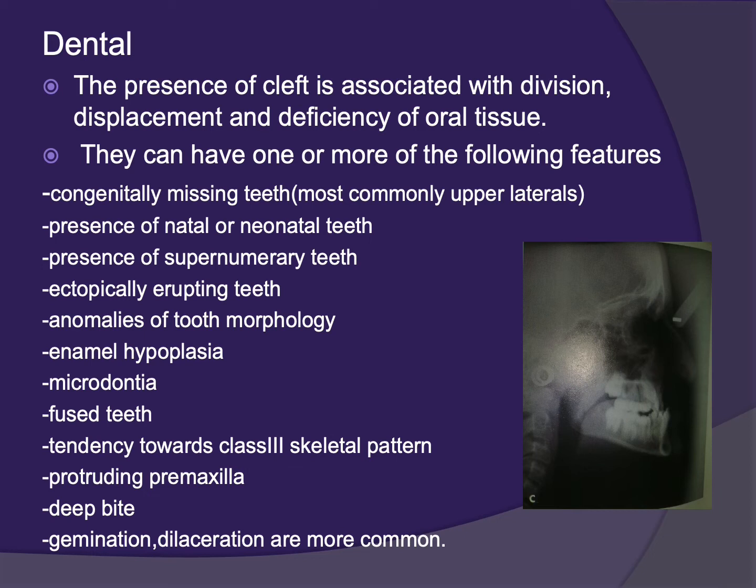They may have presence of supernumerary teeth, especially at the line of cleft. They also may have ectopically erupting teeth, for example, the canine. Usually, the cleft will extend at the lateral incisor area, and the patient will have a missing lateral incisor. You know that the lateral incisor and canine are related to each other. So once the patient has a missing lateral incisor, the canine usually becomes ectopic. Usually they will erupt either palatally or labially.